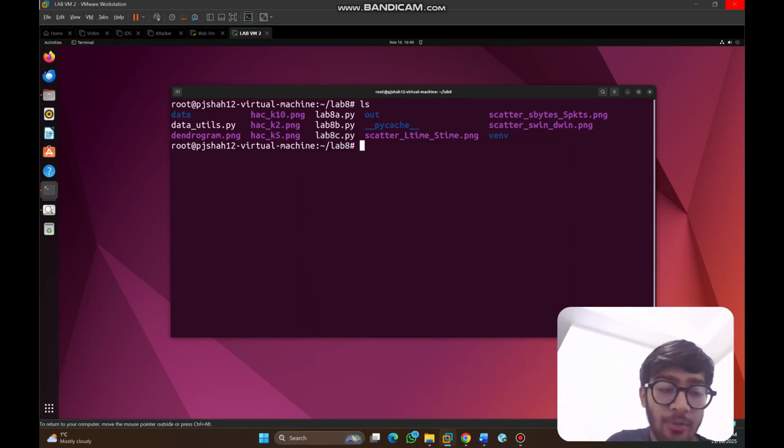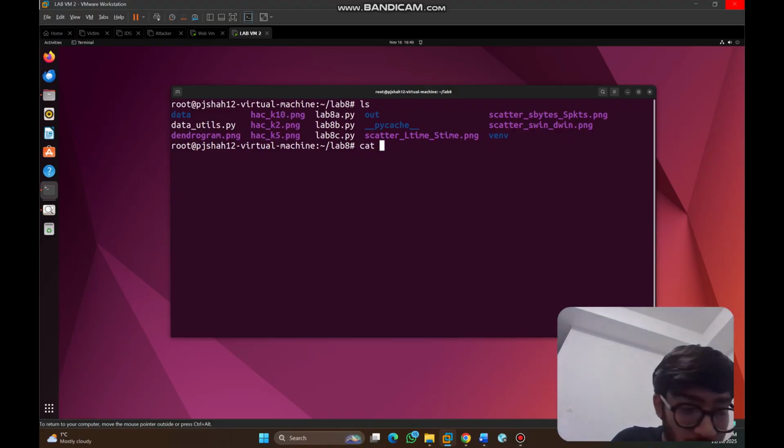Hello everyone, my name is Parusha and this is my Lab8 demonstration for clustering and feature analysis using the UNSW-NB15 cybersecurity dataset. So let's start with Task 1, which is K-means clustering.